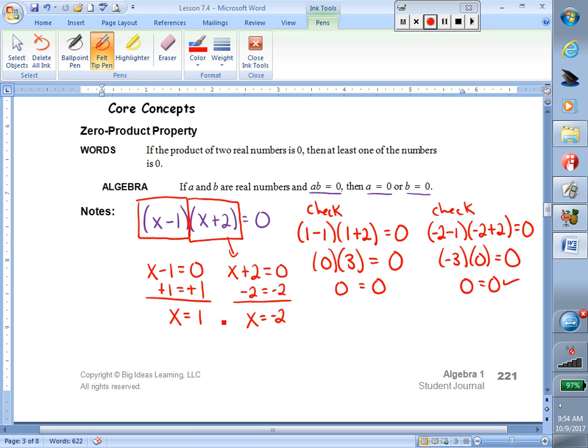So how we'd write our answer: x equals 1, or x could be negative 2. We want both of those. And again, when I check this, I just substitute it back into my original equation. And that's a great way to check. So let's try this out with just a few more examples. Please go to page 222 in your student journal.